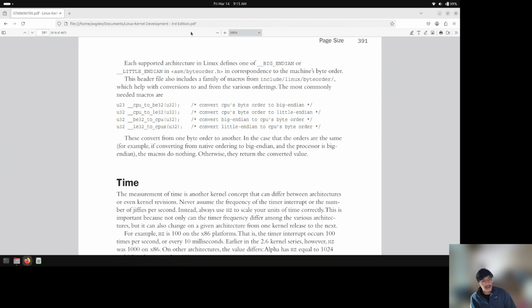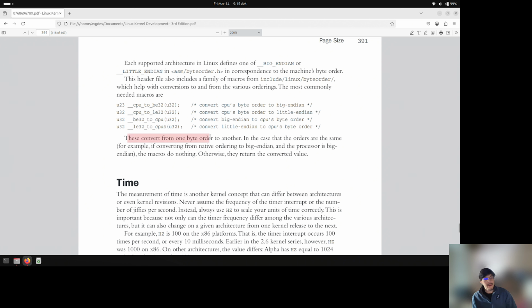Okay. Each supported architecture in Linux defines one of big endian or little endian in asm/byteorder.h in correspondence to the machine's byte order. This header file also includes a family of macros from include/linux/byteorder, which help with the conversions to and from various orderings. The most commonly needed macros are cpu_to_be32, so that's big endian 32, cpu_to_le32, be32_to_cpu, le32_to_cpu. I guess the 's' means byte order here.